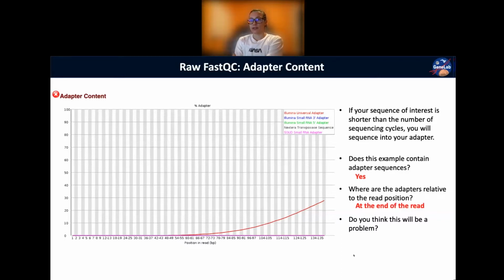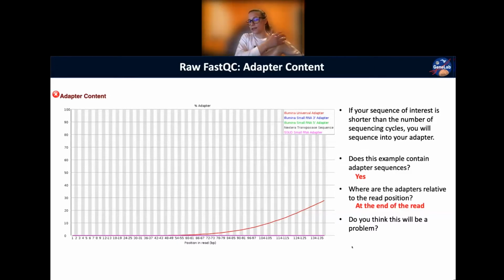Not if the majority is a sequence. Yes and no, depends on your mapping rate. You can trim those, yeah, you can, Ty. All right, so this is where looking at the quality of the raw data is how you're going to determine if you want to trim, right?